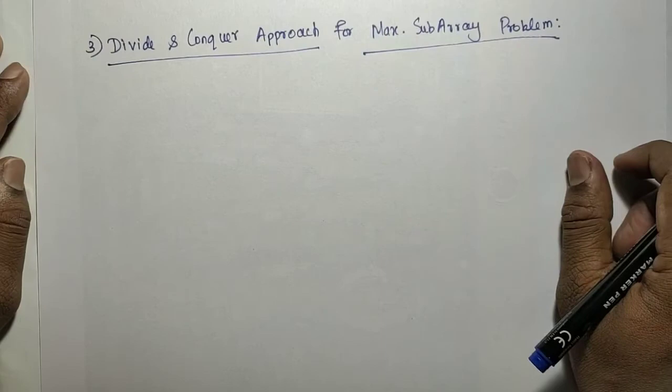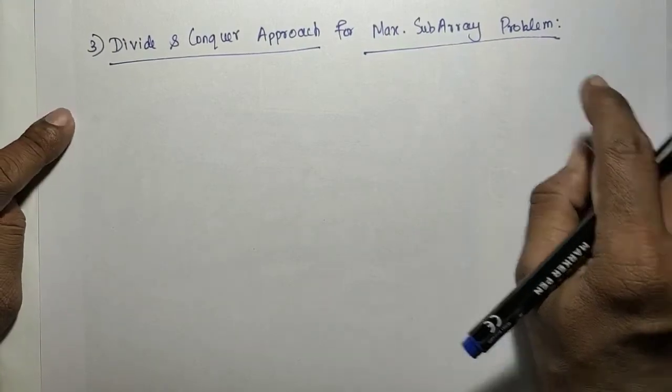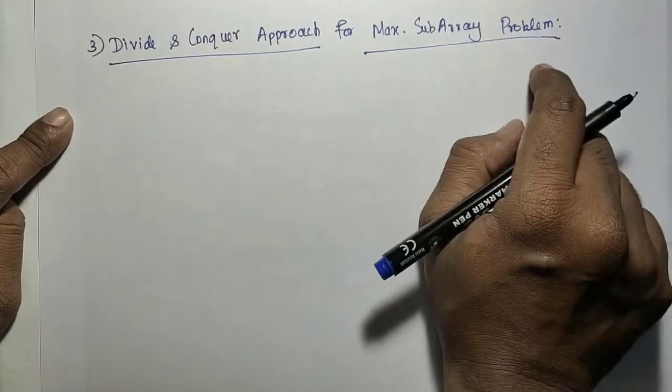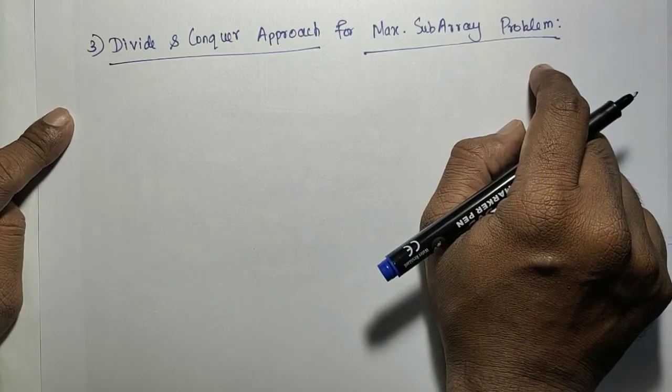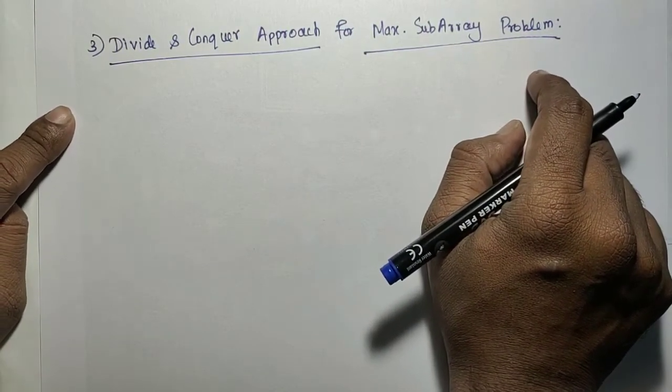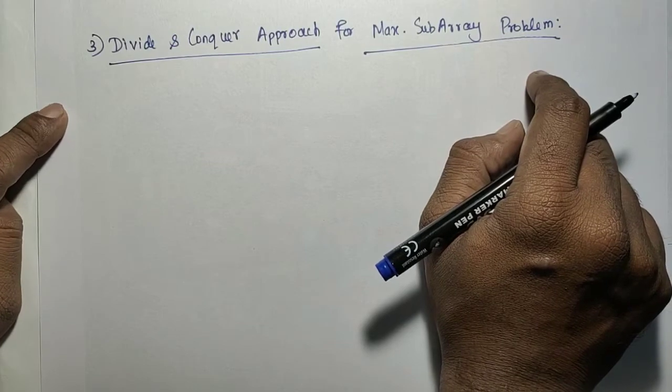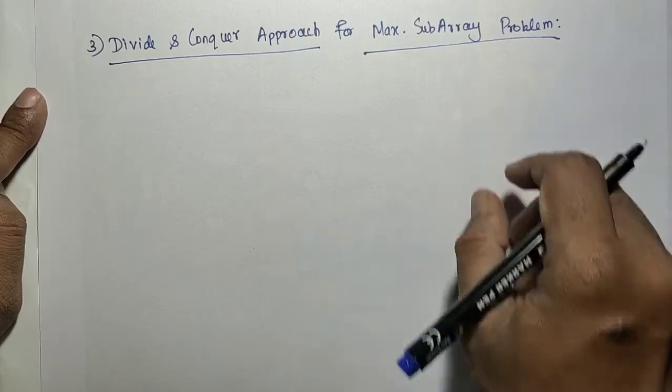Next we will discuss one algorithm for the divide and conquer approach. It is the maximum subarray problem. We know the maximum subarray problem. How do we apply the divide and conquer approach to this problem?